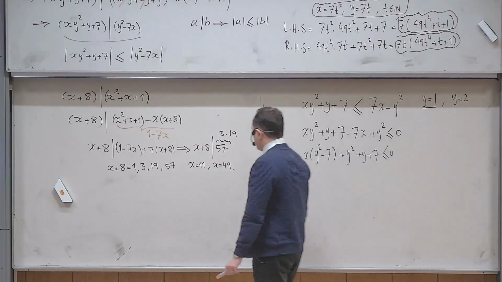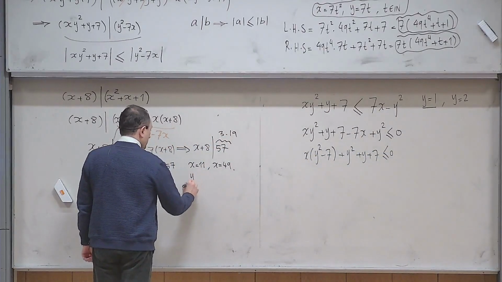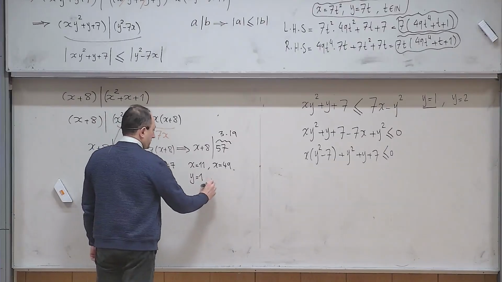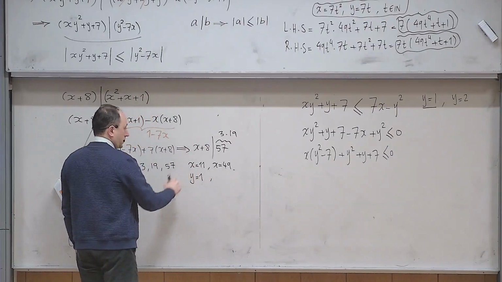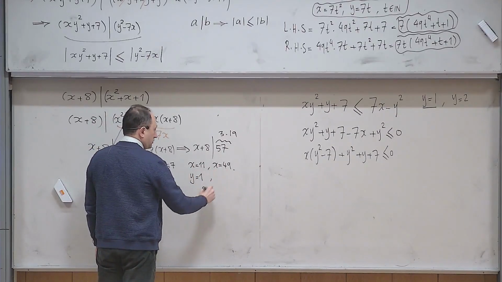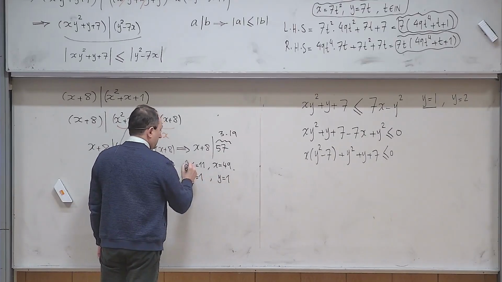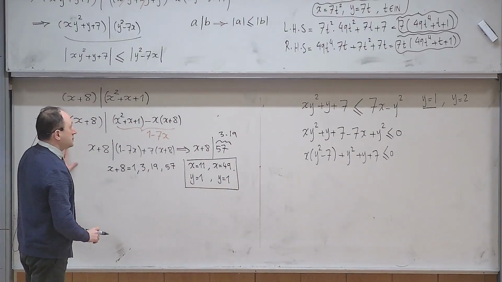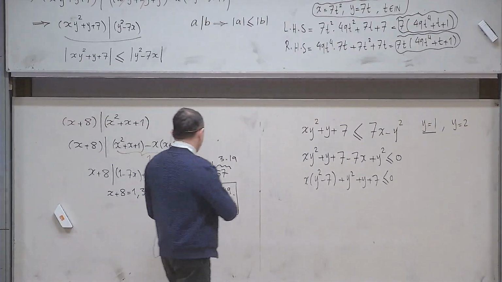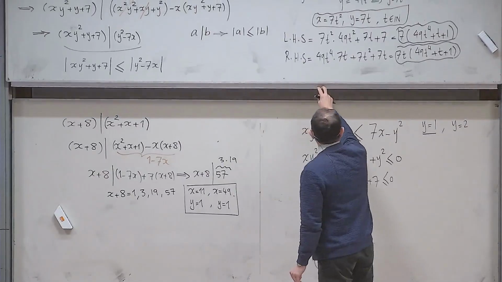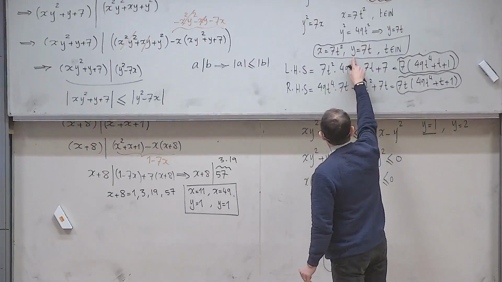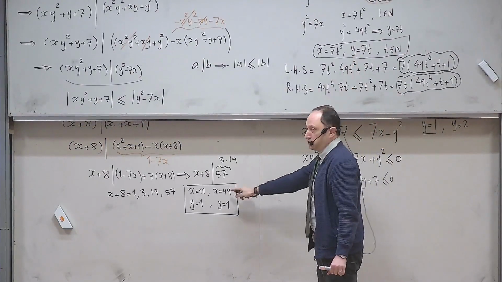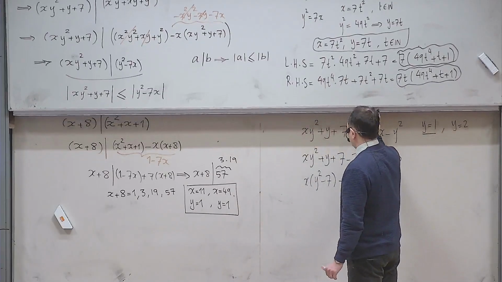Yes? So this means that I'm also able to find 2 more pairs. Yes? x equals 11, y equals 1, x equals 49, y equals 1. This is also 2 more pairs, which is different from the other ones. Yes? Because you know that here y cannot be equal to 1. So these are new pairs. These are not the old ones.